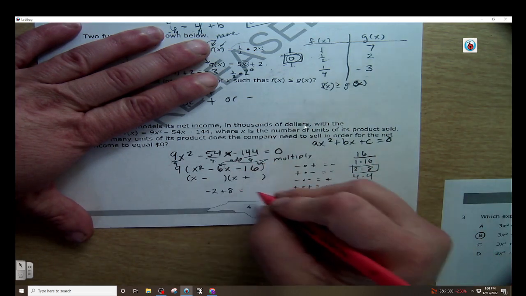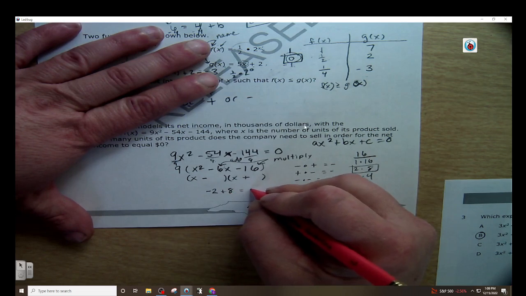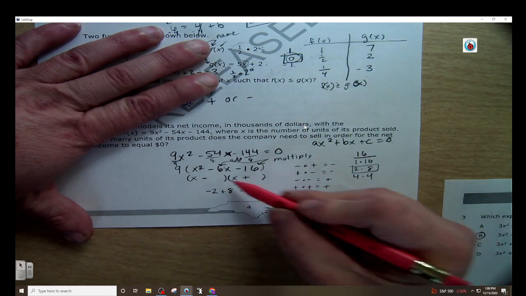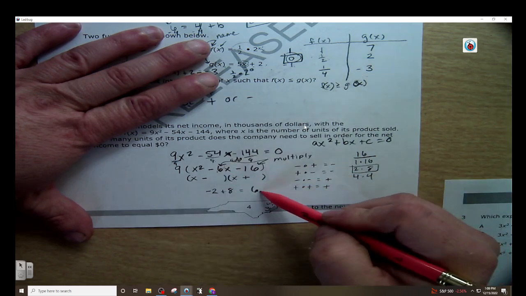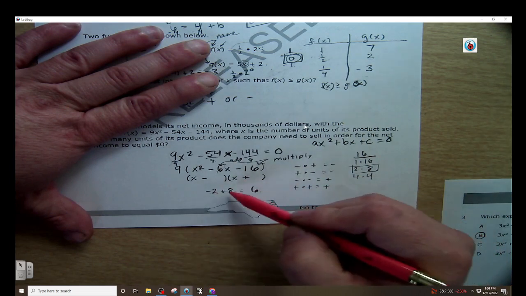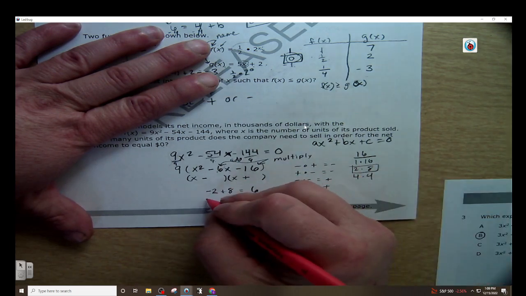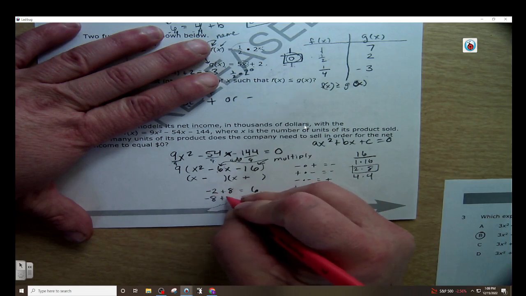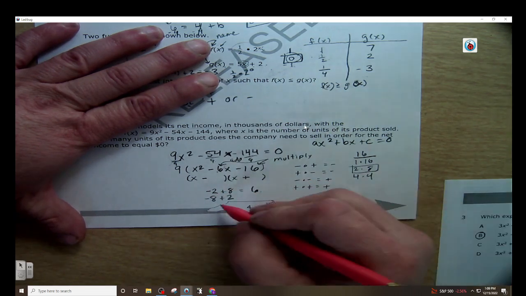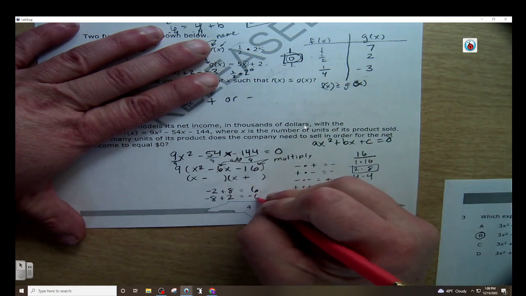If I add those two together, negative 2 plus 6 is positive 4, but that number needs to be negative 6. This is a positive 6. So I know these are the wrong signs. Well, let's switch them up. Let's make 8 negative and 2 positive. All right. Well, negative 8 plus 2 is negative 6.